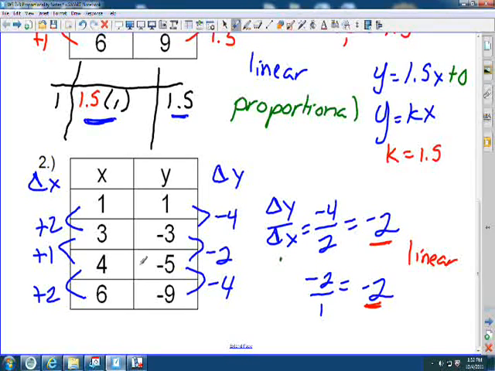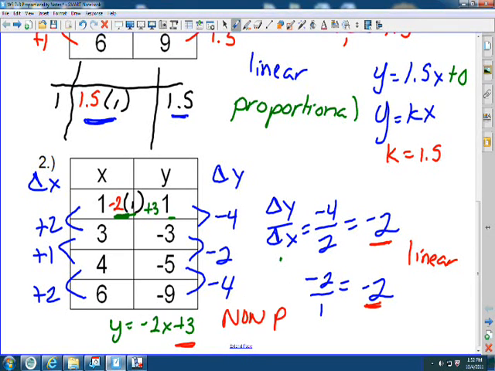Okay, but now since we know it's linear, I have to figure out if it's proportional. So if I take negative 2 times 1, you multiply these together and I get negative 2. What do you have to do to negative 2 to get to 1? You have to add 3. So my equation is y equals negative 2x plus 3. See how it has that plus 3? It is non-proportional. Okay, so looking at the equation, that's how you can tell.